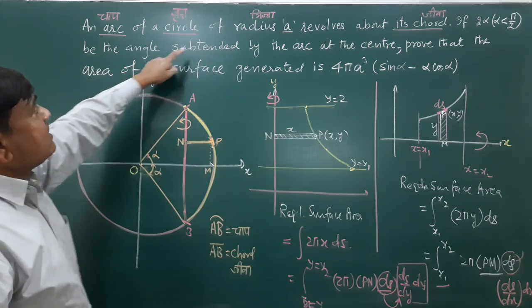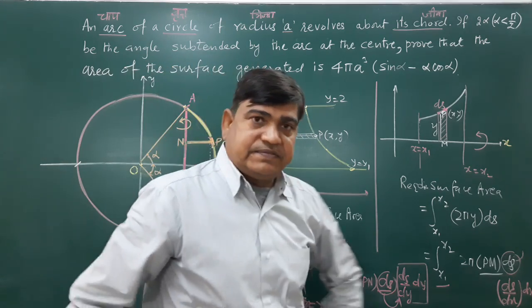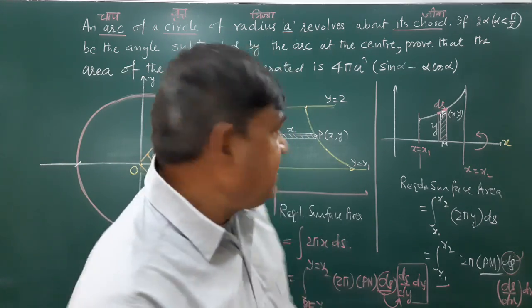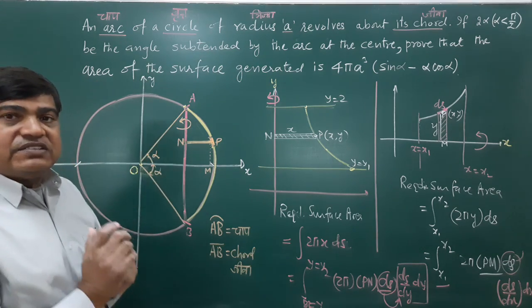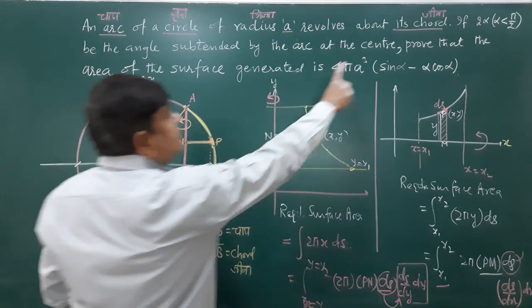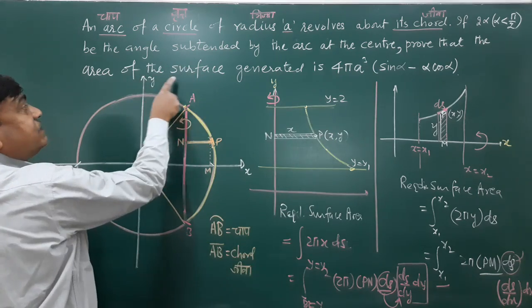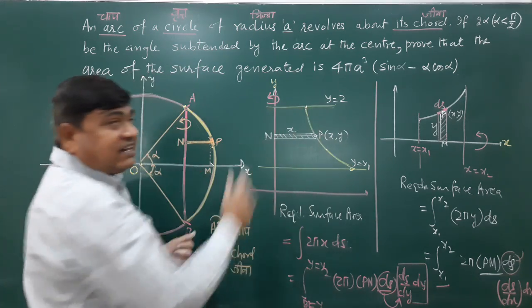Okay, so an arc of a circle of radius a revolves about its chord if 2 alpha is the angle subtended by the arc at the center. चाप ने वृत्त के केंद्र पर 2 अल्फा एंगल बनाया है, एक कंडीशन दे रखी है, आप डायग्राम से देख सकते हो. Prove that the area of the surface generated is that much.